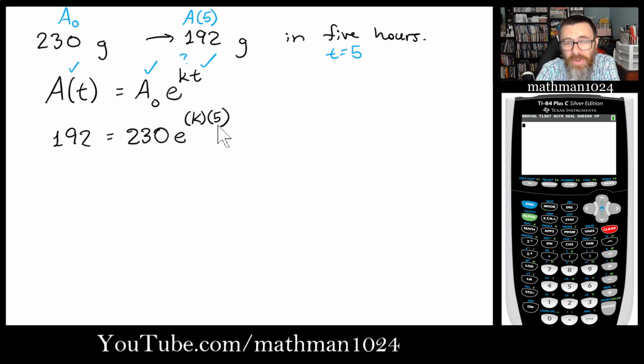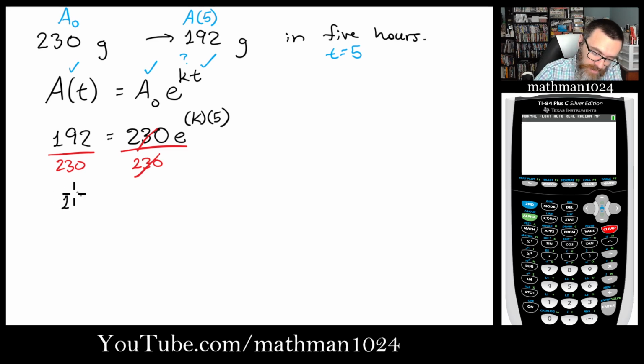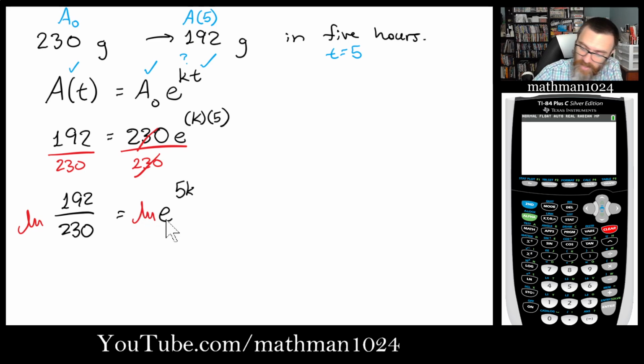I bet you know where we're going to go from here. Since the variable that we want is in the power, we know that we're going to have to take the log of both sides at some point, but not yet. We have to first get rid of that coefficient out front. And so now we have 192 over 230 equals e to the 5k. Now we apply the natural log. Things get super nice for us on the right side.